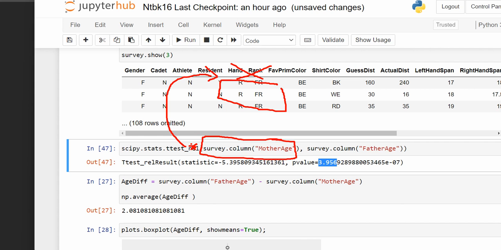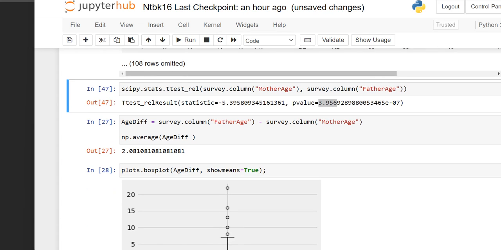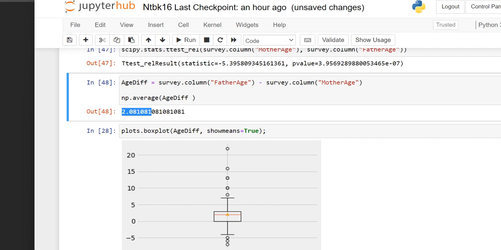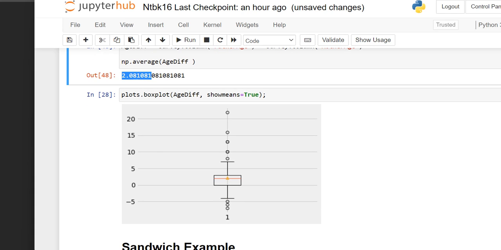Okay, so let me get rid of the marks there. And you can see they actually calculate the age difference. And there is approximately a 2-year age difference between the fathers and the mothers, and on average, the fathers are older. And then that's represented in this chart, right? Notice the 0 line. That's where the parents are exactly the same age, right?